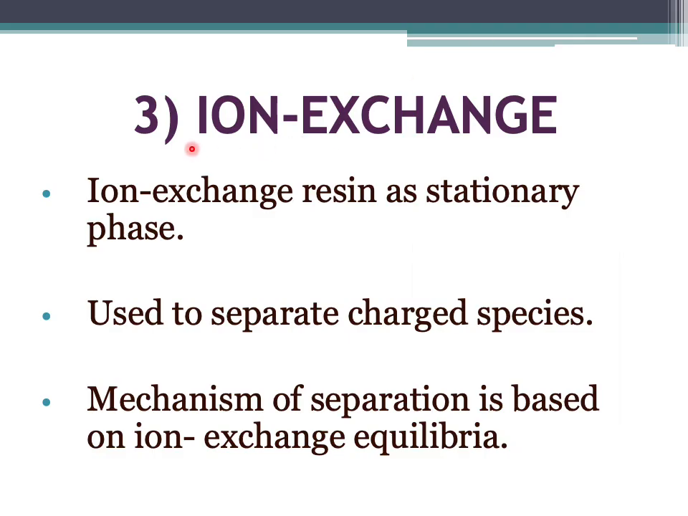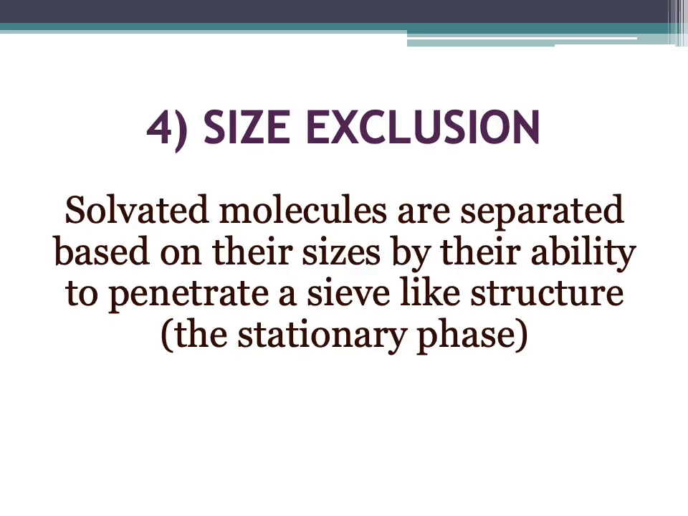Okay, third type of chromatography is ion exchange. Ion exchange resin is the stationary phase, used to separate charged species. So, the mechanism of separation is based on ion exchange equilibrium. Okay, last type of chromatography, size exclusion. Solvated molecules are separated based on their size by their ability to penetrate a sieve-like structure, a stationary phase. So, size exclusion dia bergantung pada size, sebab dia ada seperti sieve-like structure. So, sieve-like structure is a stationary phase.